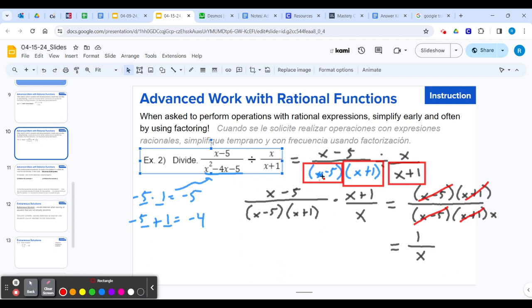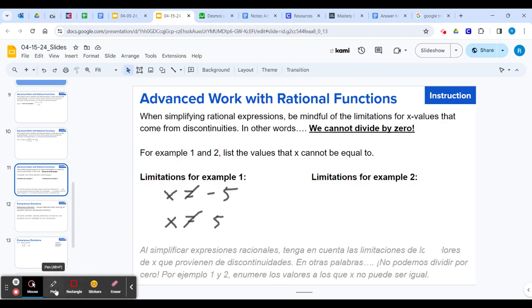We have a situation where x cannot be +5 and x cannot be -1, because that would make our denominators 0. So if I go in and write this, we would have a situation where x cannot be +5 and x cannot be -1.